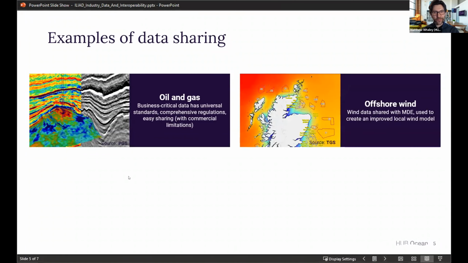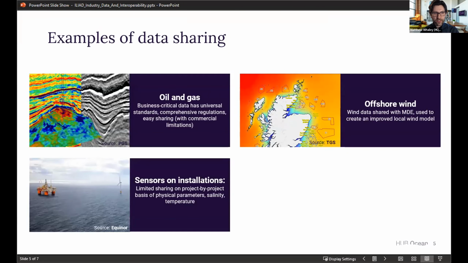Okay, there we go. If we think about offshore wind, then it's a more immature industry. It's growing very fast, but there are still some really interesting examples. This is wind data that operators had to share with the Marine Data Exchange in the UK, and by sharing that, a company, TGS in this case, took that industry data together with public data to create an improved local wind model. So that's a nice closed loop where industry has shared some data, it's been brought together with existing data to create an even better data product, which then benefits industry again and others in the same domain. It's quite a neat little example of the kind of synergies you can get from sharing data.